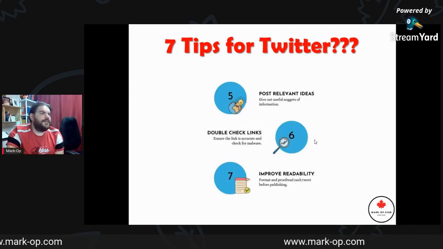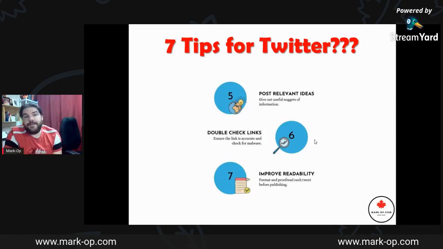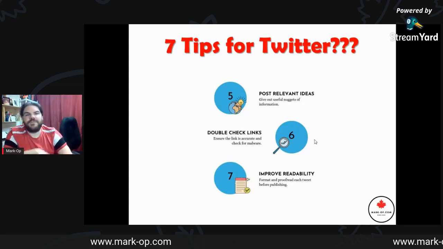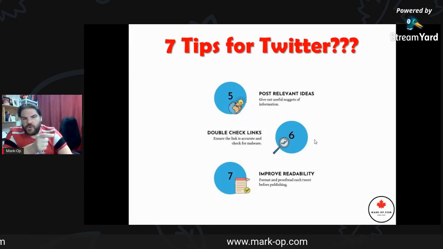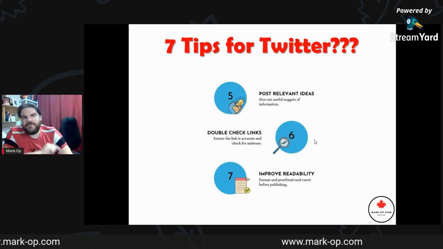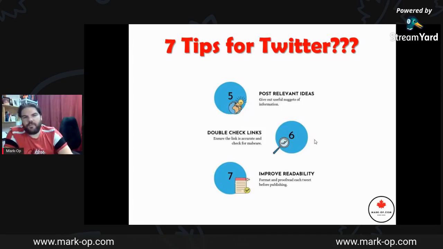Then we have double check the links. So before you actually post your tweet online, make sure that the link works, because it's very important. And some platforms actually change the link. So they'll adapt it so that it's shorter for your application. So make sure that when the switch is made, that the link itself still works. If not, erase the tweet and then put a new tweet in with the proper link.